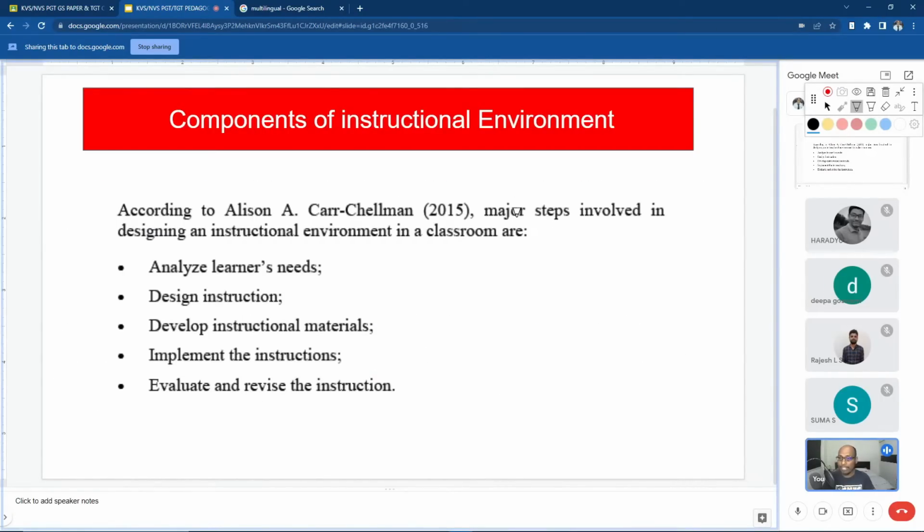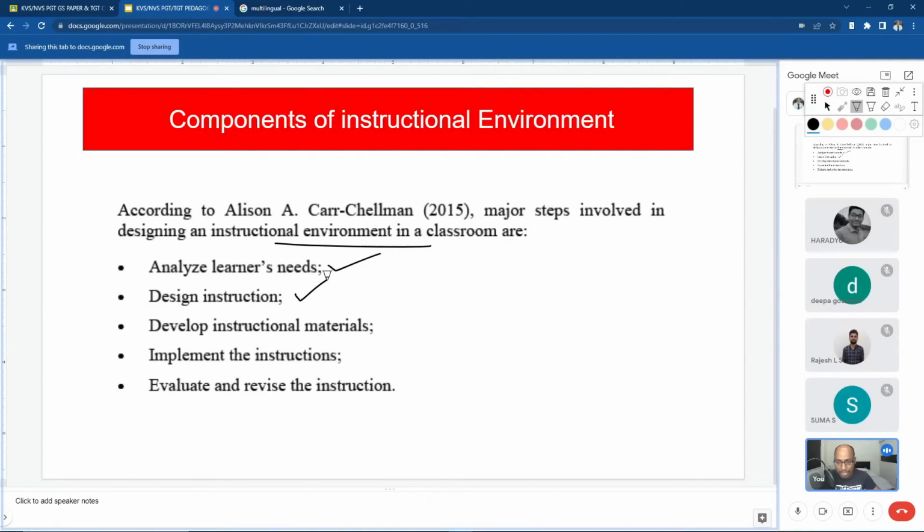Then if you go to the next one, a few definitions are there. Few people gave these kinds of definitions. According to Ellison, the major steps involved in designing an instructional environment in a classroom are: analyze learners' needs. So before you prepare your lesson plan, annual plan, academic plan, unit plan, all those things, you should know what the learner's need is, what they actually need. So analyze learner's need, first step.